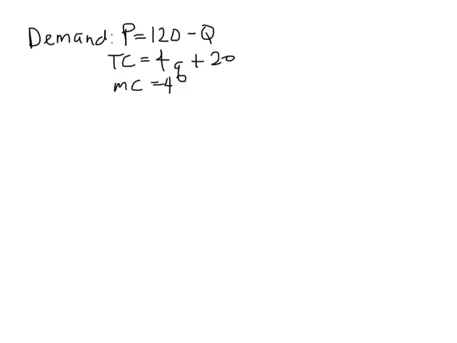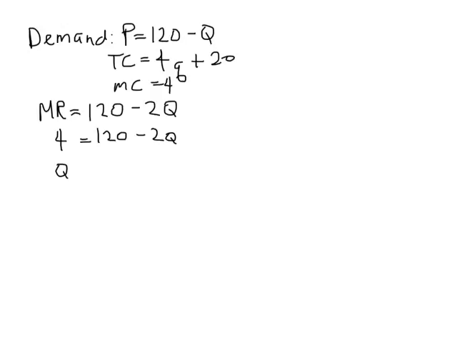Well, if the demand is P equals 120 minus Q, the marginal revenue function is 120 minus 2Q. We set that equal to marginal cost, and we get Q is equal to 116 over 2, which is 58. So Q1, we'll call it Airbus firm 1 and Boeing firm 2, they both produce 29. They're sharing the monopoly.